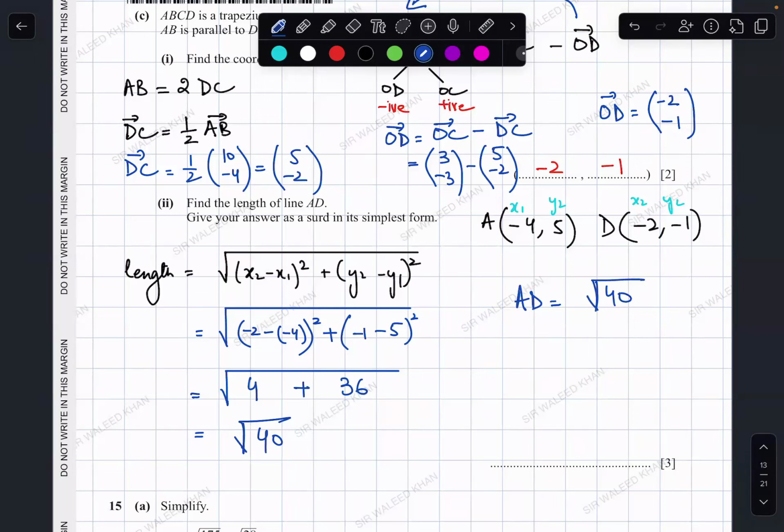I can convert this into 4 and 10, right? And this should be 2 under root 10. That's your answer.